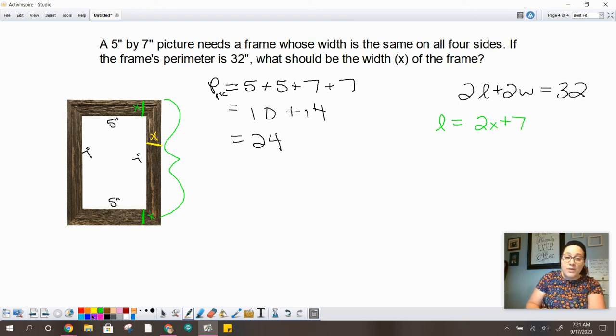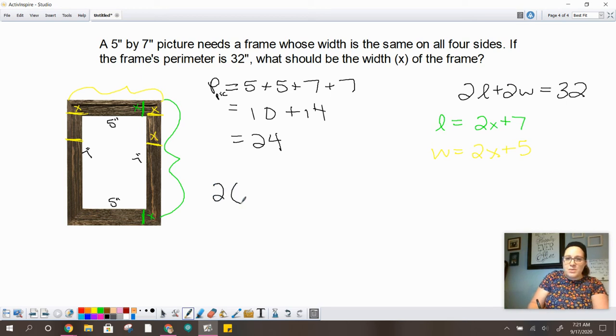For our width, I'll do orange. I already used yellow. Okay. And so for the width here, I have 5, then I have X, and I have another X. So this whole thing here would be X plus 5 plus X, which is 2 X's plus 5. Okay, so that's how you get the length and the width for this frame. So now I can go ahead and plug these numbers in and then solve.